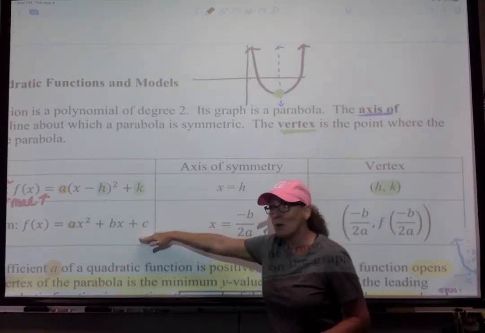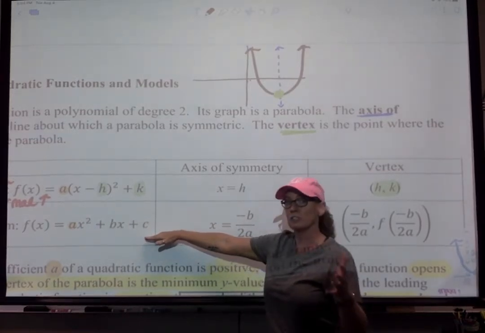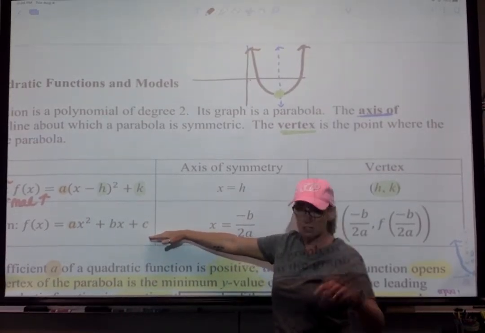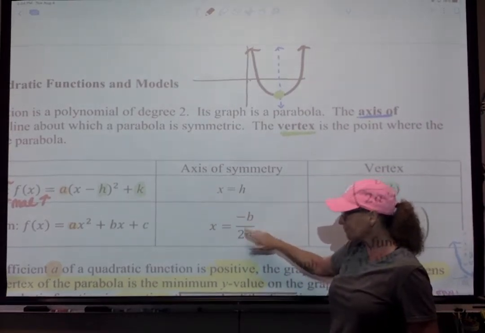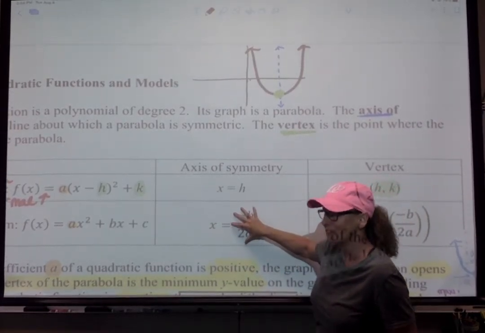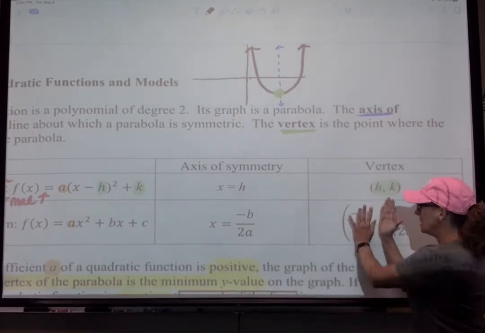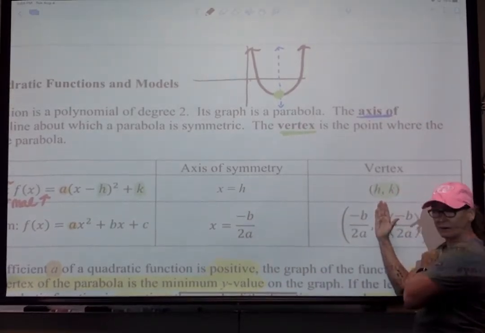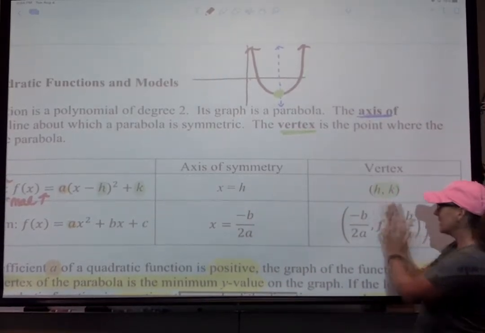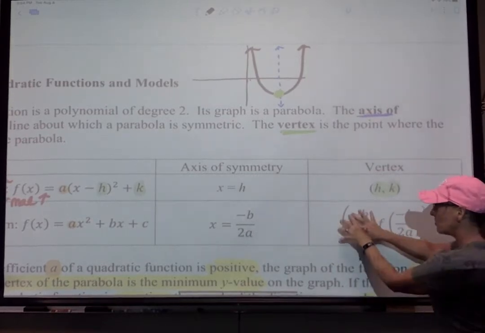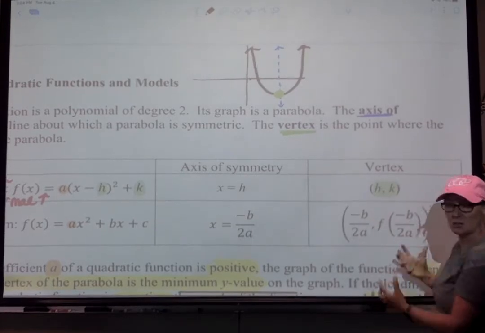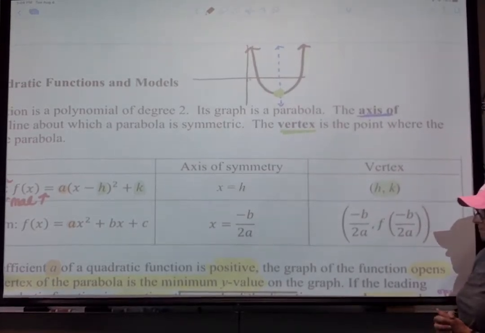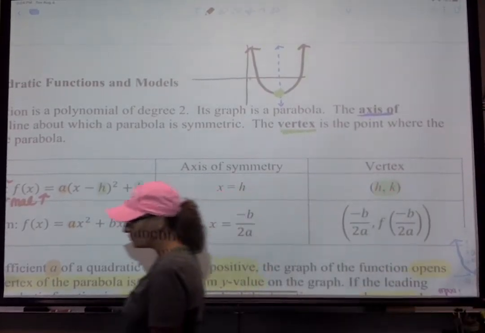If you're in polynomial form, you've got some work to do to find your vertex, and this is what you're used to. You've got to do your x equals opposite of b over 2a. Once you get that, that number becomes your x-coordinate. Then, to get your y, you have to take whatever this is and plug it into your function to find your y value. Again, I'll review. I know you know this already.